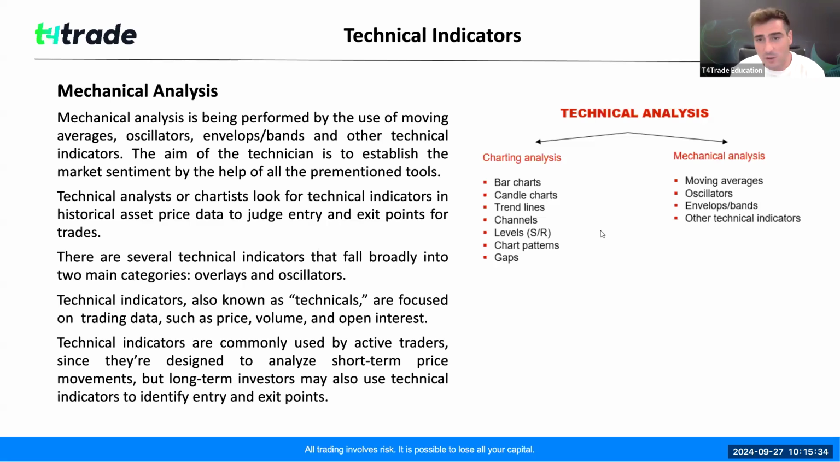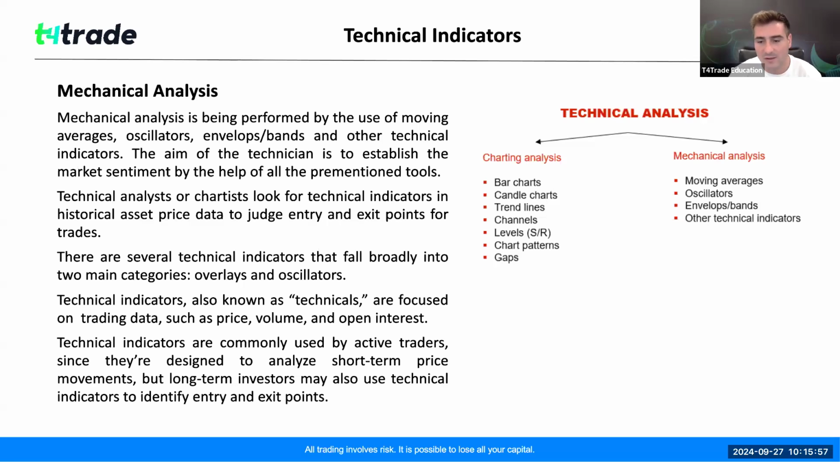So yeah, technical analysis, more specifically mechanical analysis, uses technical indicators. The ones we're going to cover today are moving averages, RSI, and Bollinger Bands. They fall under these three broad categories or points that you have on your chart. Okay, so mechanical analysis at the end of the day is performed by the usage of, as we just said, moving averages, oscillators, envelopes and bands, and other technical indicators.